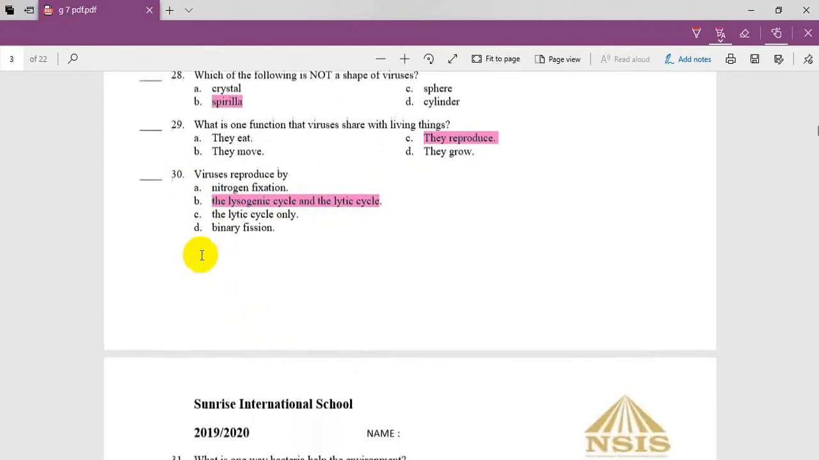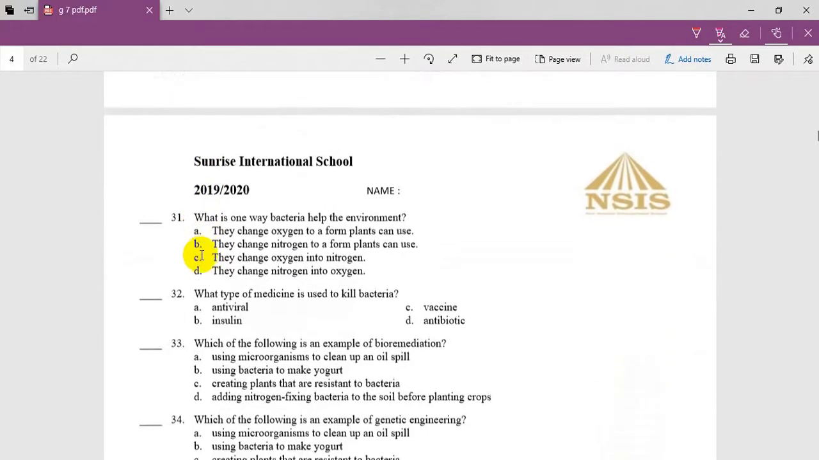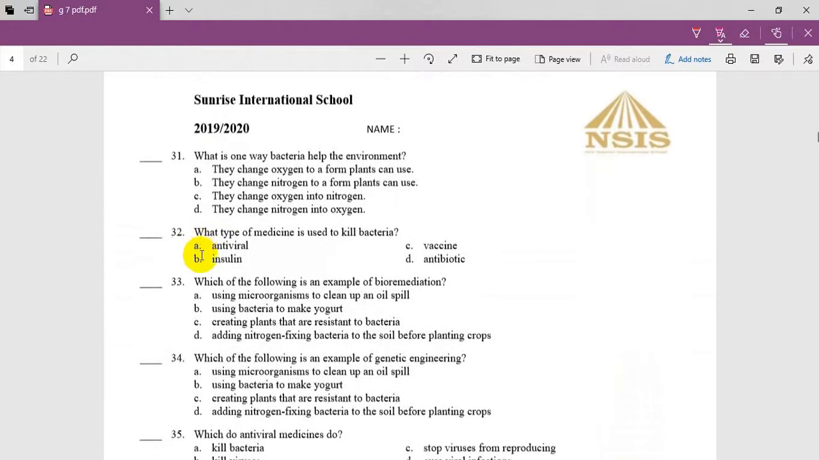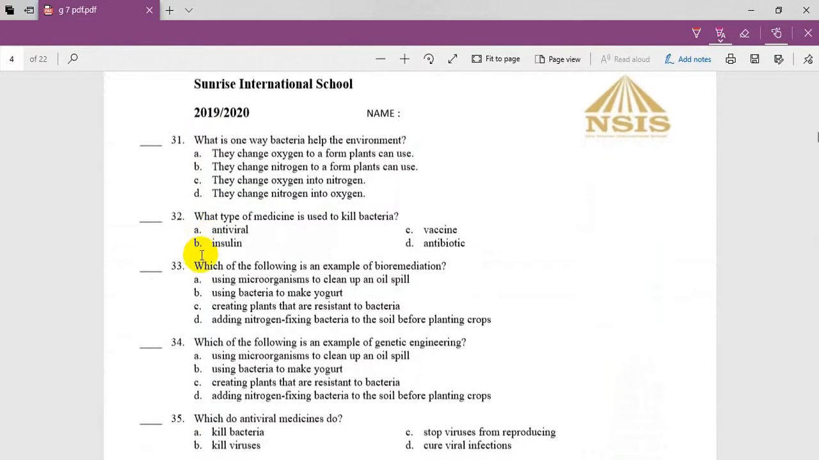Question 31. What is one way bacteria help the environment? They change oxygen to a form a plant can use. They change nitrogen to a form plants can use. They change oxygen into nitrogen, or they change nitrogen into oxygen. C and D, this is impossible to happen in nature. So we will choose between A and B.